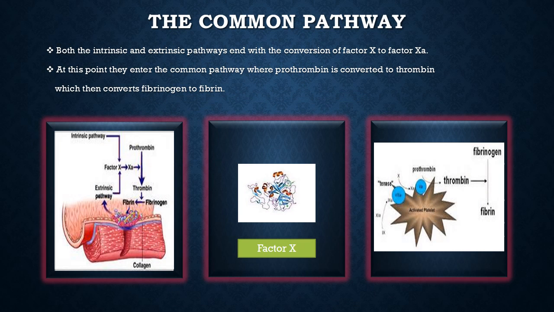Both the intrinsic and the extrinsic lead to the common pathway. It ends on both cycles with the conversion of factor 10 to factor 10A. At this point, they enter the common pathway where prothrombin is converted to thrombin, which then converts fibrinogen to fibrin.